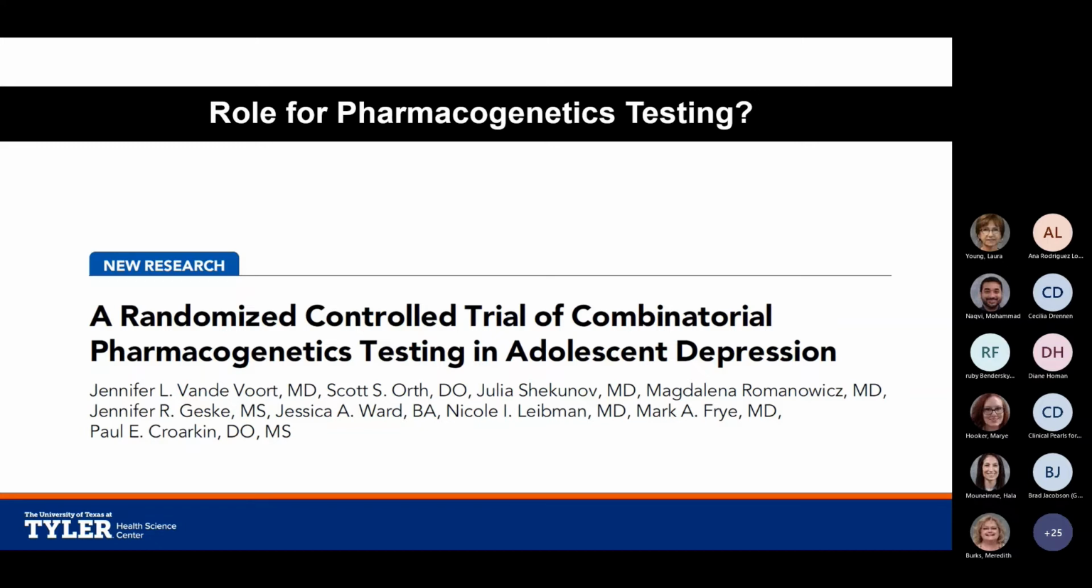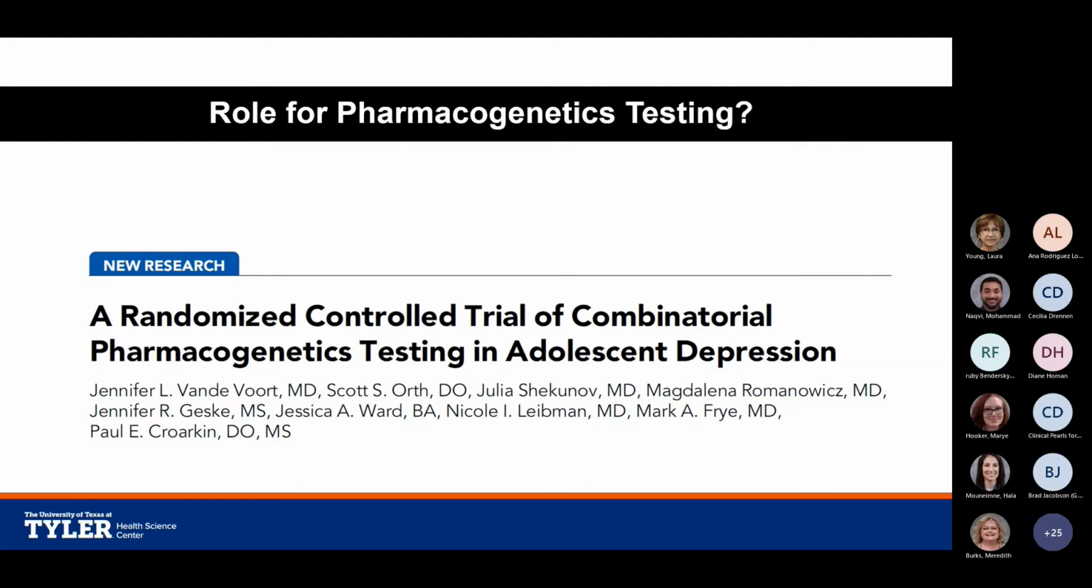There were no differences between the treatment-as-usual arm versus the pharmacogenetics testing arm regarding symptom improvement, side effect burden, or satisfaction. So pharmacogenetics-guided treatment did not show improved outcomes compared to treatment as usual in children and adolescents with depression. So the clinical pearl for this is that at this time, there is no clear role for pharmacogenetics testing in medication selection. So there is no need to get these results prior to choosing which medication to try in a patient. That's a use of resources that's just not necessary, and that's proven by this study.